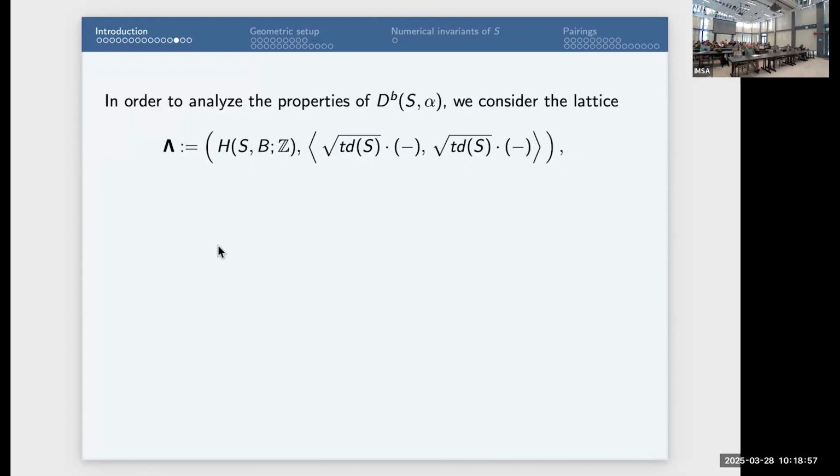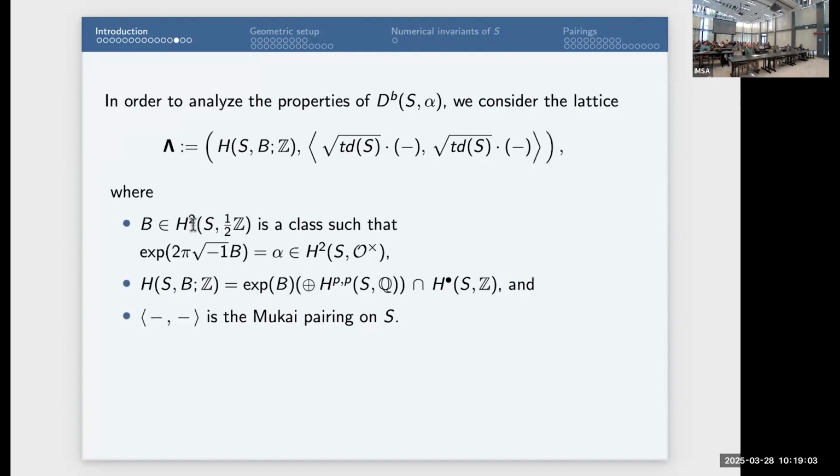So what we do is we look at this lattice Lambda when we spread it out. Alpha is in the Brauer group of S, that's the Brauer class. We assume that it's of order 2, that means there's a B in H^2(S) with half-integer coefficients that exponentiates to alpha.